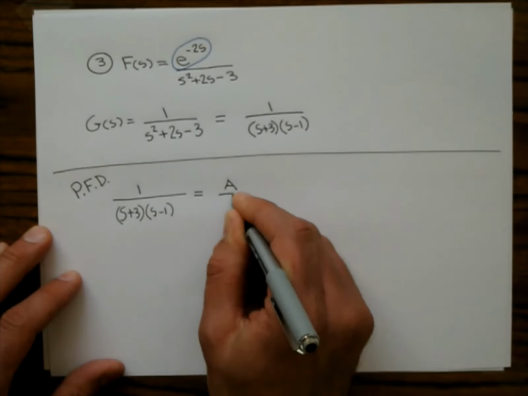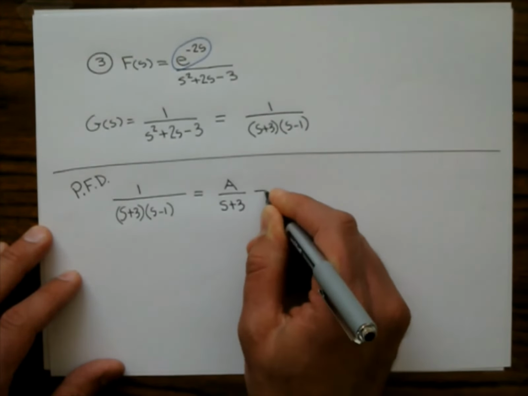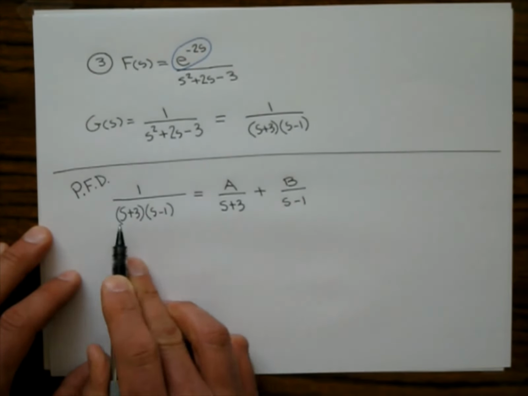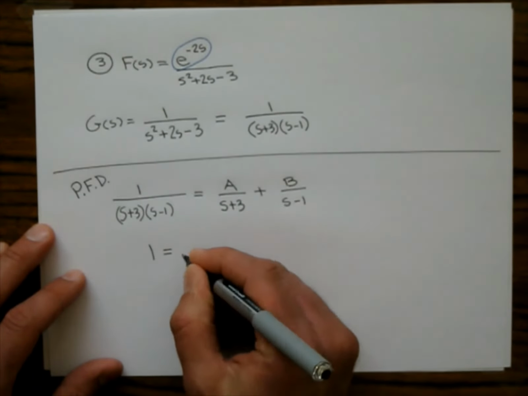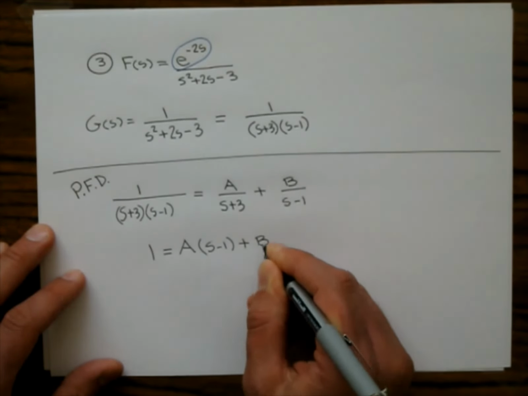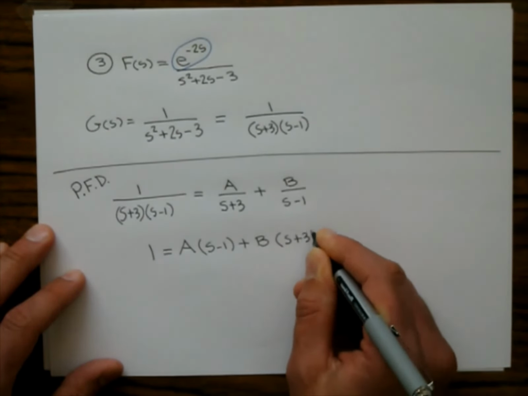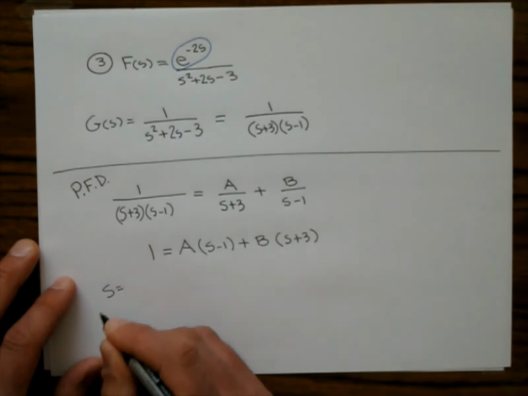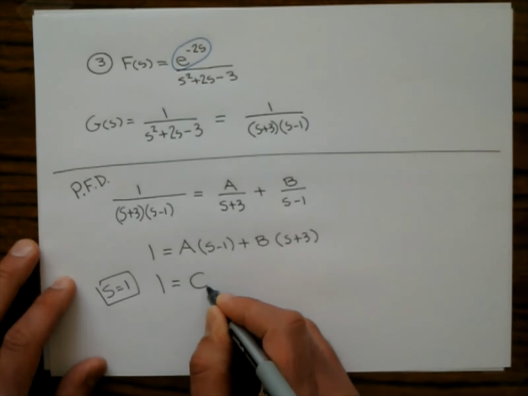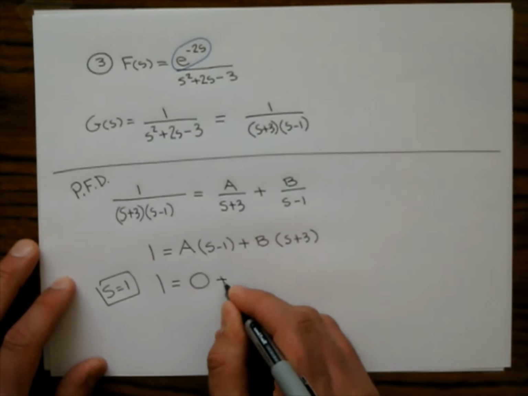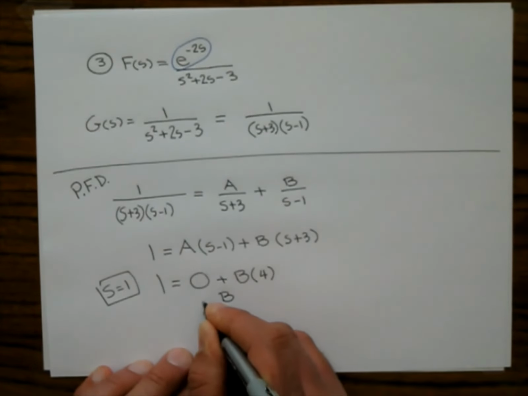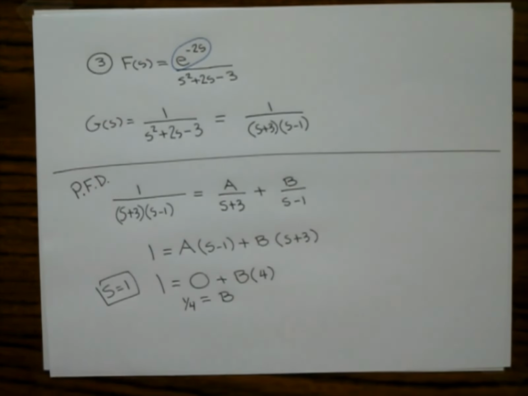This is A over s plus 3 plus B over s minus 1. I'm going to multiply by the LCD, so I get 1 equals A times s minus 1 plus B times s plus 3. I'm going to put values in like s equals 1 and see what happens. I have 1 equals, the first guy is dead, 0, and then the second person here is B times 4. Oh, I hate when these guys are fractions, but oh well. It is what it is. What are you going to do about it?